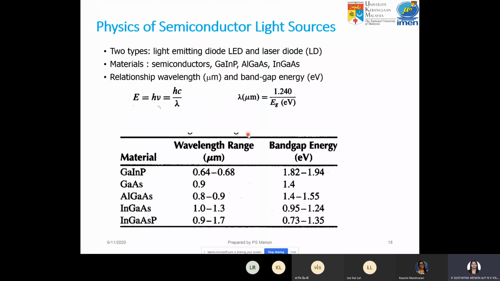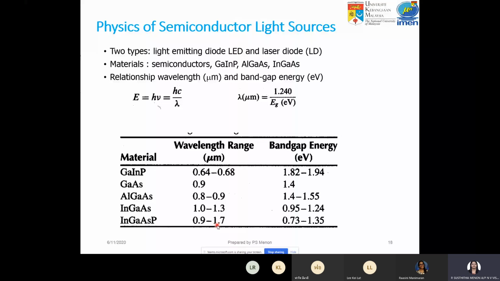Some of the common semiconductors that are used are gallium indium phosphide, aluminum gallium arsenide, and indium gallium arsenide. The relationship between the photon energy and the wavelength was already shown earlier. The wavelength is defined as 1.24 divided by the photon energy in electron volts. These are different semiconductor materials and the corresponding wavelength they can emit, and the band gap energy. As I mentioned earlier, we can tailor the molarity of the materials to get different band gap energy and different wavelength.